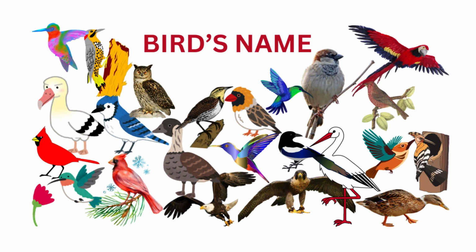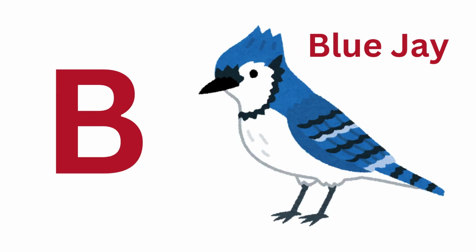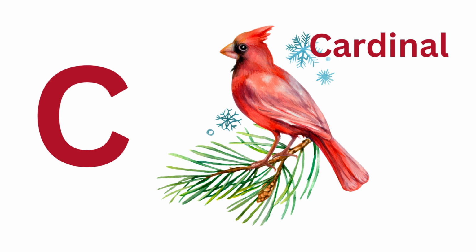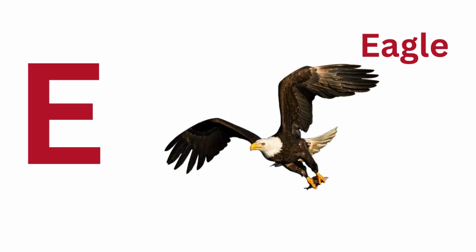Let's learn the birds' names. A. A is for albatross. B. B is for blue jay. C. C is for cardinal. D. D is for duck. E. E is for eagle.